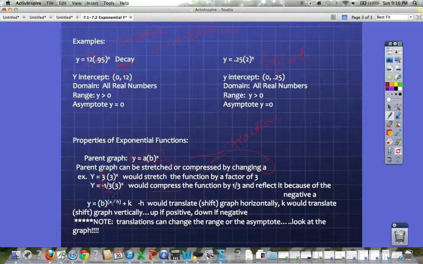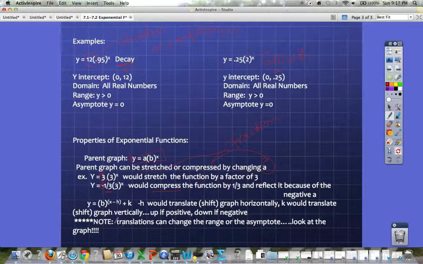Okay, and anything on the inside of a parentheses, the opposite of h, would translate that graph horizontally. If it was the opposite of h, say we had x plus 3, that would mean it would shift to the left 3. If it was an x minus 3, that would shift it to the right horizontally. K is going to translate or shift it vertically, and if k is positive, it's going to go up. If k is negative, it's going to go down. Just like in all of our other translations that we've talked about this year.